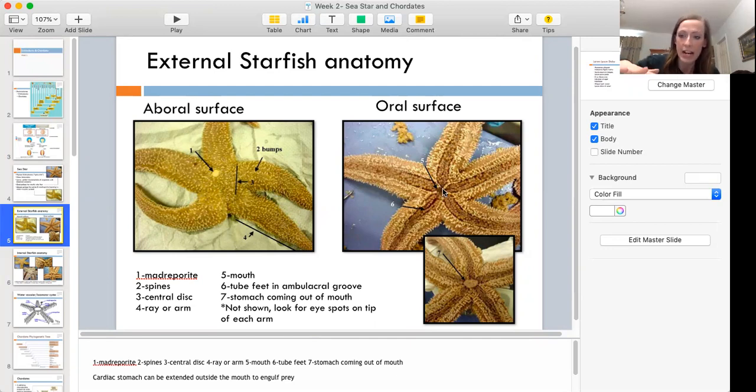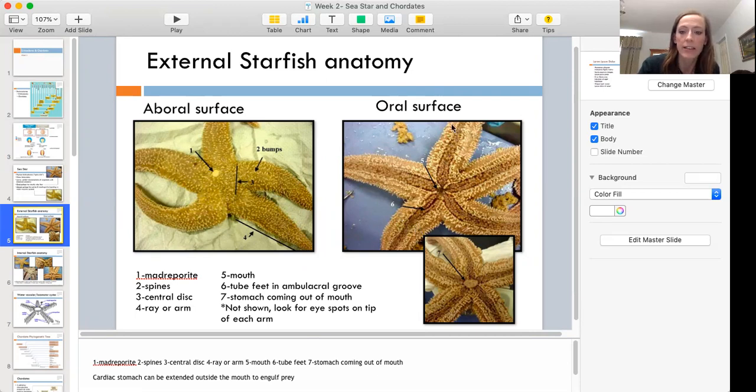It's usually facing down. And then these tube feet, which are in the center of each of the arms, are located in what we call the ambulacral groove. Okay, so this is a little groove inside each of the arms, sort of towards the inside. And the tube feet, if you feel, are definitely much softer than the spines, which are on the outside of each of the arms.